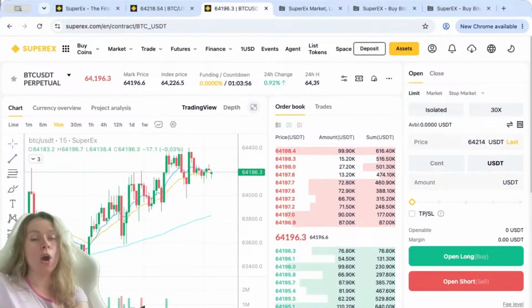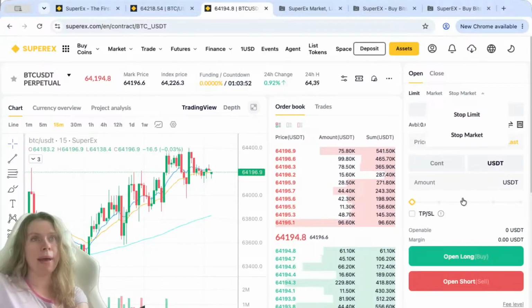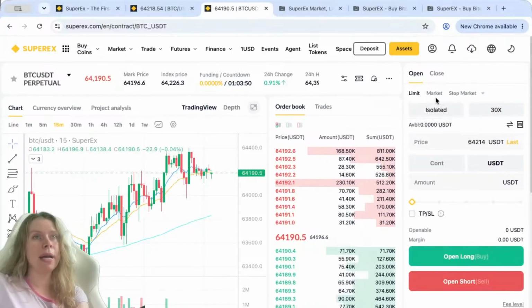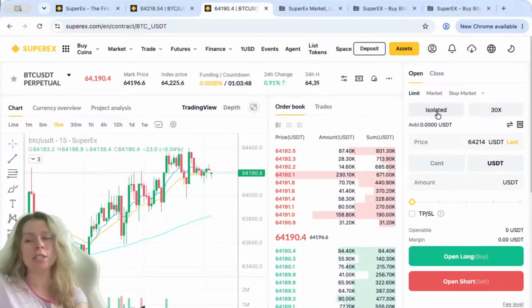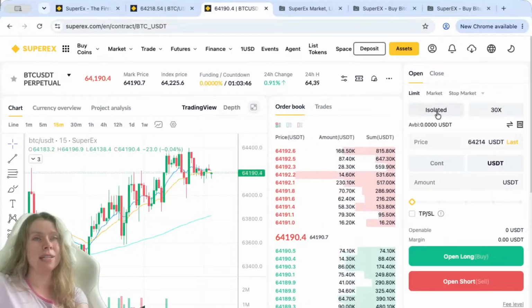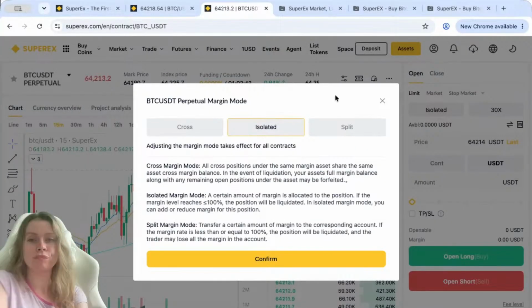Okay, before we open anything, we've got to pick our margin mode. So in the trading panel here, we're going to click the button that says, yours probably says cross, mine says isolated because that's what I chose last time I traded. And then this pop-up appears. So there's 3 choices, just listen carefully because this decides what happens when things go wrong.